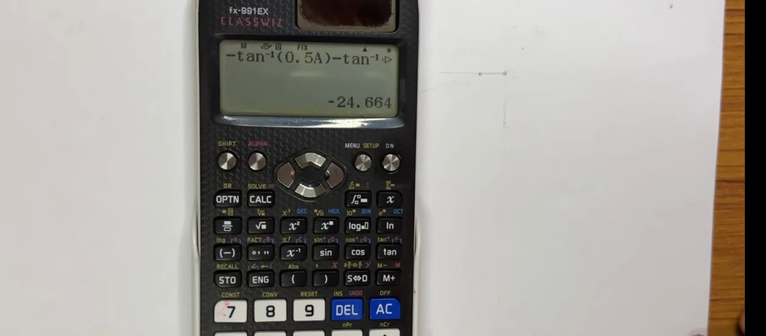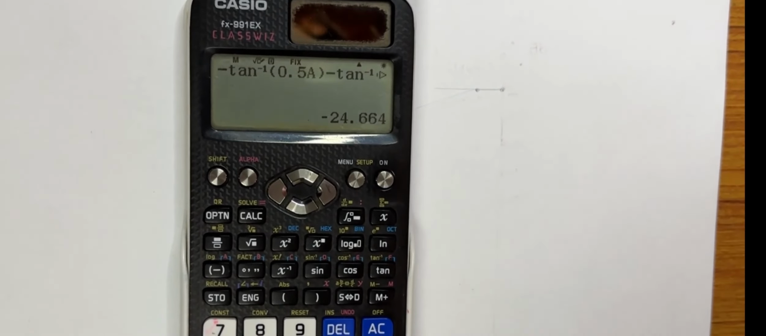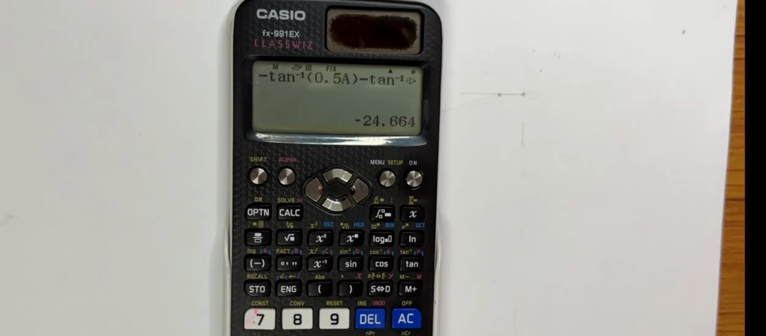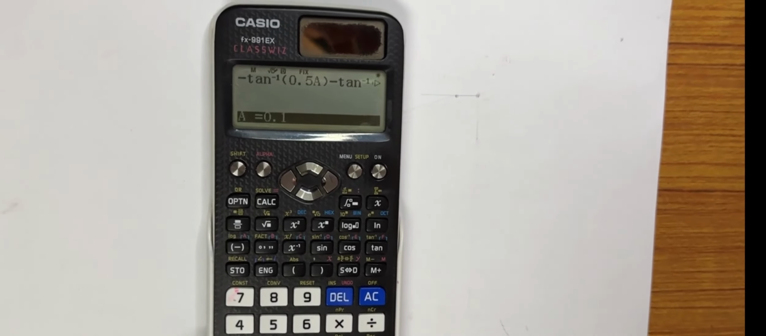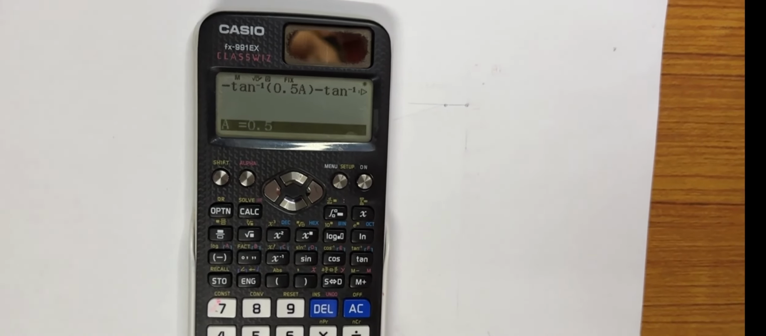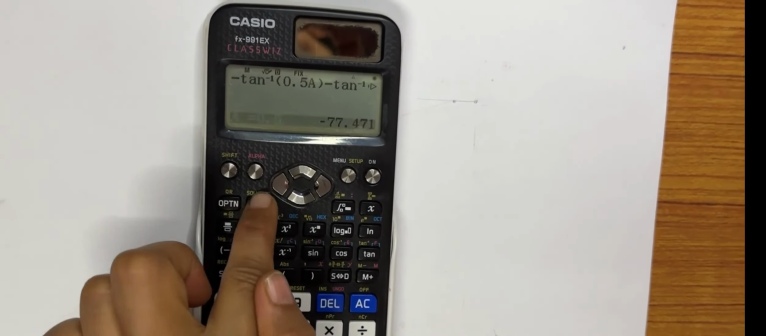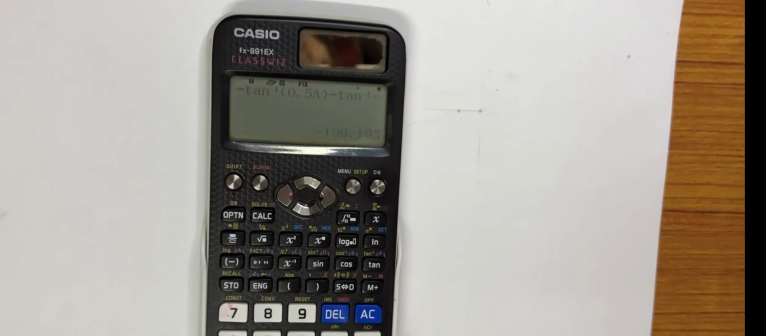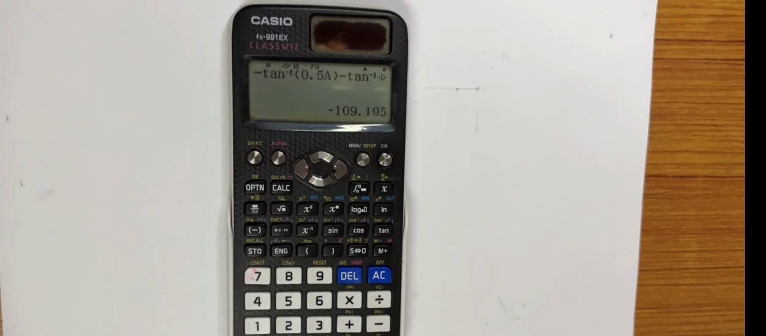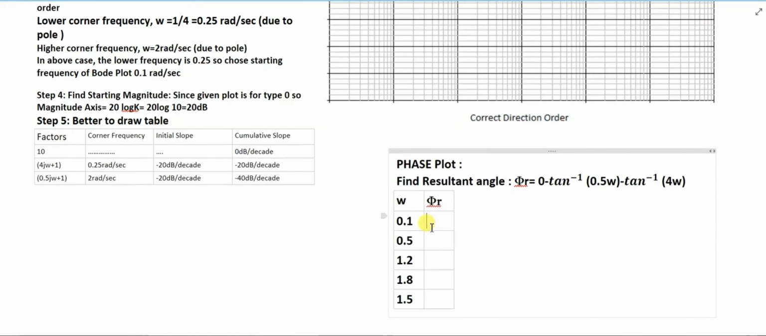Substitute a equals 0.1, which gives you minus 24.66 degree. We can directly place it as minus 24 degree. Then similarly again place a at a different value, so calc a equals 0.5, and then it gives you minus 77 degrees. In a similar pattern you can substitute all the values of omega and get the values. After getting all the values from the calculator, you can place them in the table.